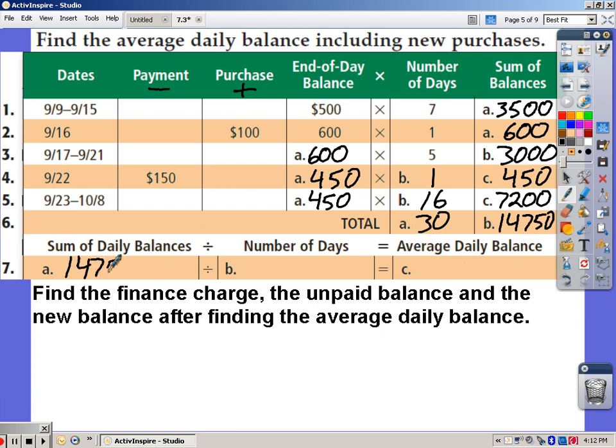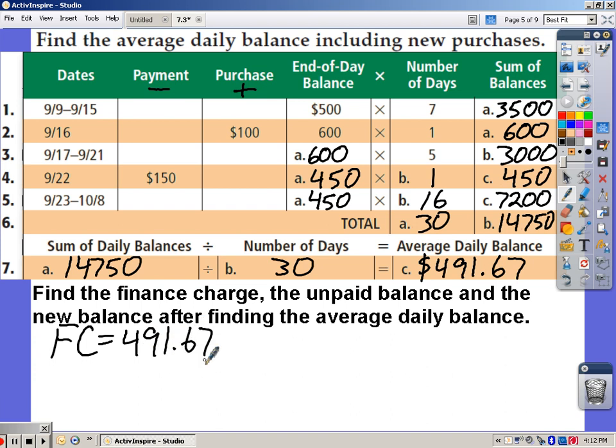$14,750 divided by 30 days is $491.67. Okay? Now, to find the finance charge, recall that you take the average daily balance, $491.67, you multiply it by whatever your rate is.